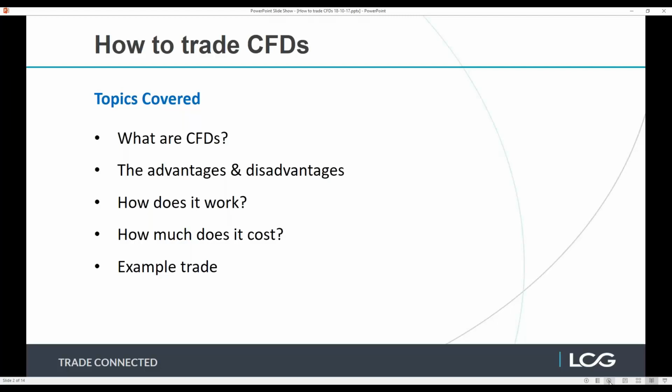This is what we're covering today. What are CFDs? The advantages and disadvantages. How does CFD trading work? How much does it cost? And an example trade at the end. Obviously, these are all questions that you really need to know the answer to before you start trading this product.